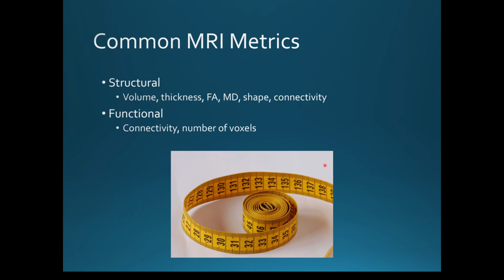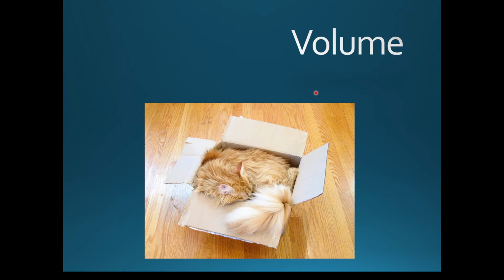Almost done. Common MRI metrics. Structurally, we get volume of structures, thickness, fractional anisotropy, mean diffusivity. We can get the shape of a structure. We can do connectivity, all sorts of different metrics. Functionally, we tend to do connectivity, or it might be the number of voxels that are correlated with activity in one part, but some sort of what we call a connectivity metric. We can get a similar type of metric with structural imaging.